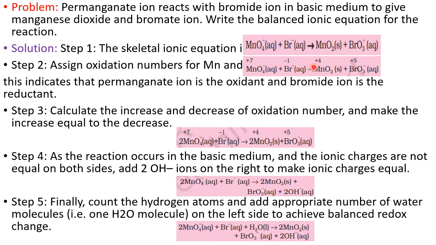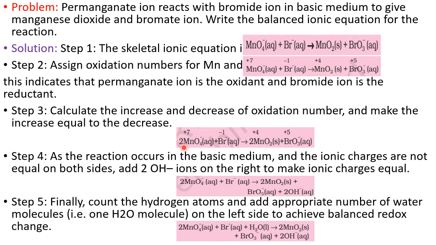Now our duty is to what? Equalize. So let us equalize. What have I taken here? I have taken 2 Mn and 2 Mn. For 1 Mn, it is a decrease by 3, for 2 Mn a decrease by 6. So a decrease by totally 6.